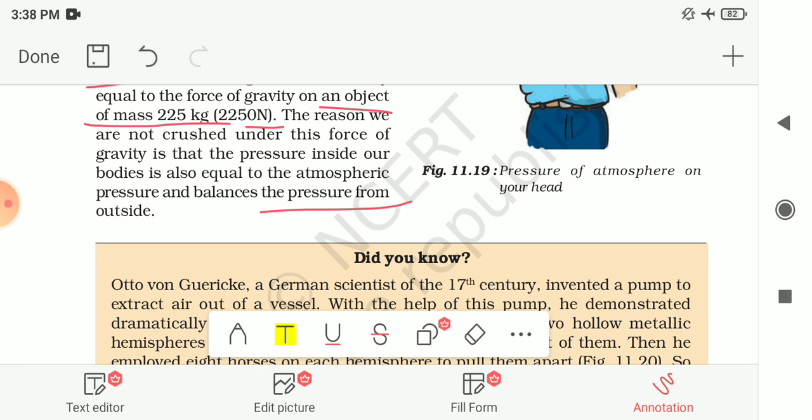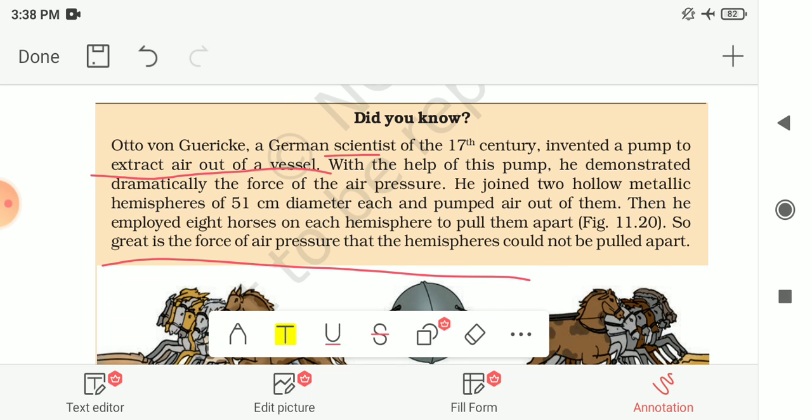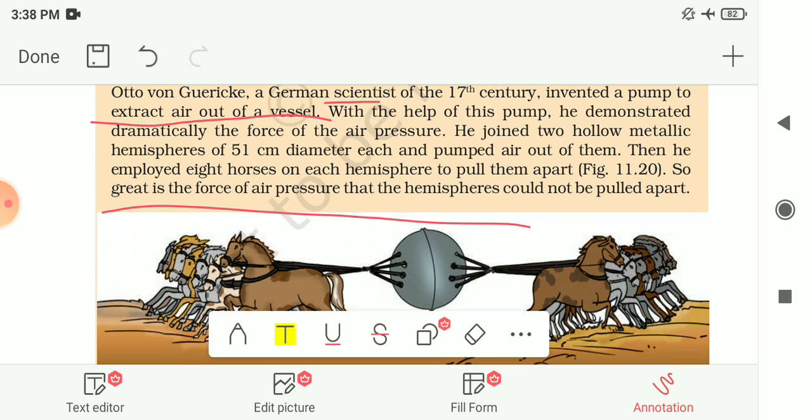So this is our chapter number 11, Force and Pressure. Here one fact is given to you. Otto von Guericke, a German scientist in the 17th century, invented a pump to extract the air out of a vessel. To extract the air means to remove the air out of the vessel. With the help of this pump, he demonstrated dramatically the force of air pressure.